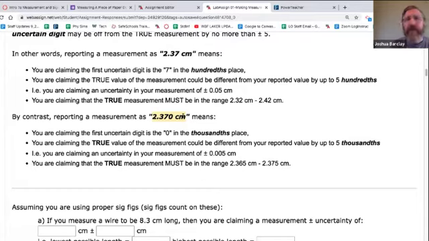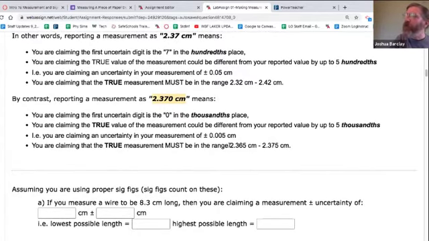Can anybody help me on this? What is the first uncertain digit? The 0. What place is that in? That's in the thousandths place. That's how we know. The College Board says whatever you put down as that last digit is your uncertain place, and that digit can go up or down by 5. That's it. So they're saying the true measurement could be 2.365 to 2.375.